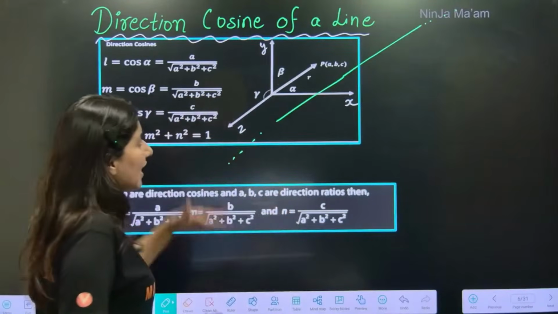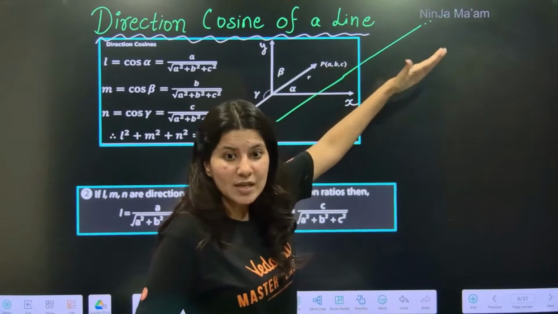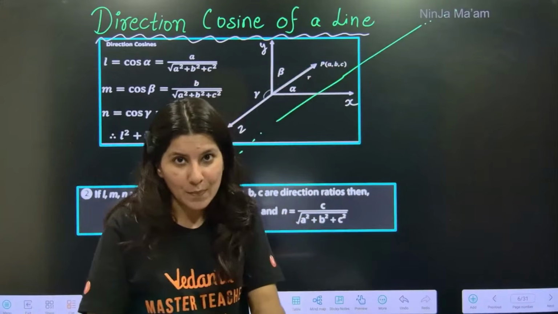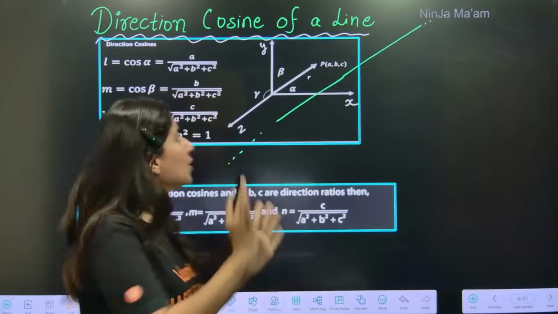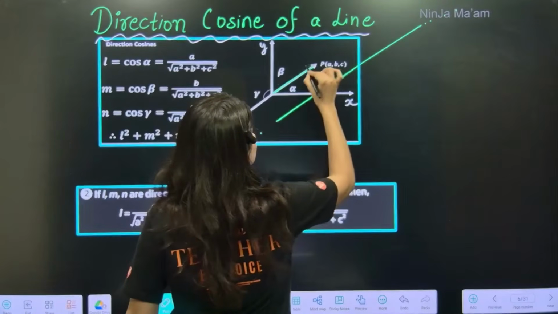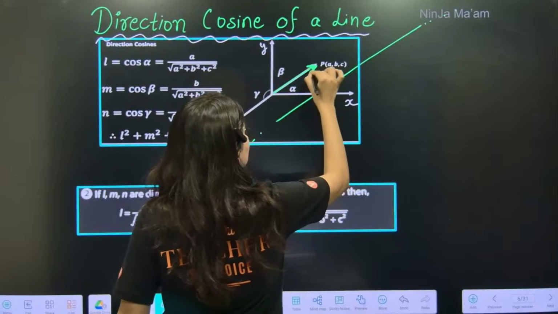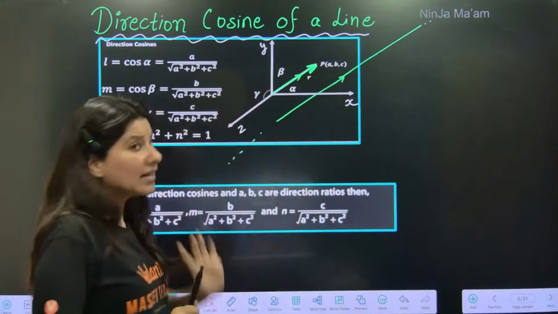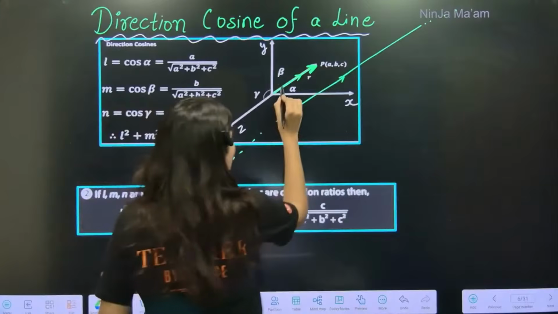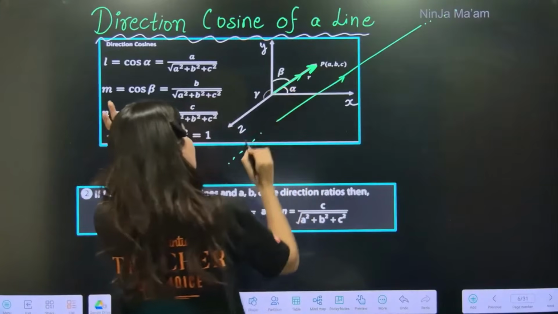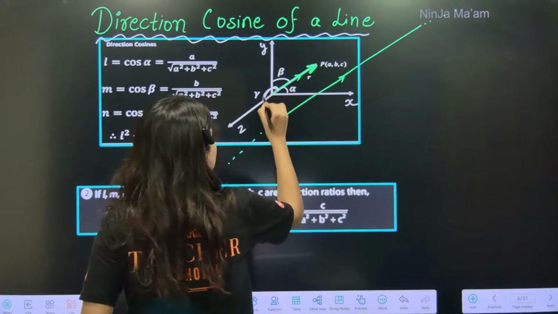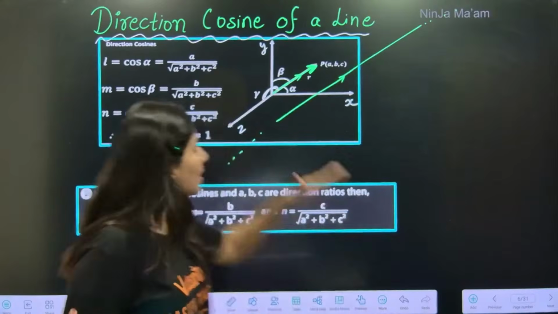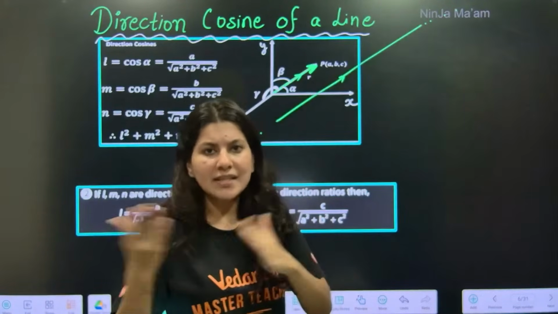Now this line in 3D, with X, Y, and Z axes, has a direction. Direction means a vector. Suppose I have a vector in the direction of this line, parallel to my line. This vector is making an angle of alpha with the x-axis, beta with the y-axis, and gamma with the z-axis. This line is also making the same angles, alpha, beta, and gamma.